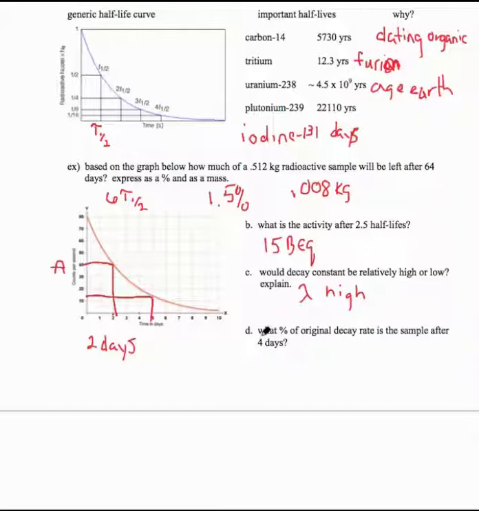What is the percent of the original decay rate if this is the sample after 4 days? Well, 4 days is 2 half-lives. So if I go over to 4 days, I see that we are now decaying at about 20%. Those are some pretty straightforward problems with radioactivity and half-life.